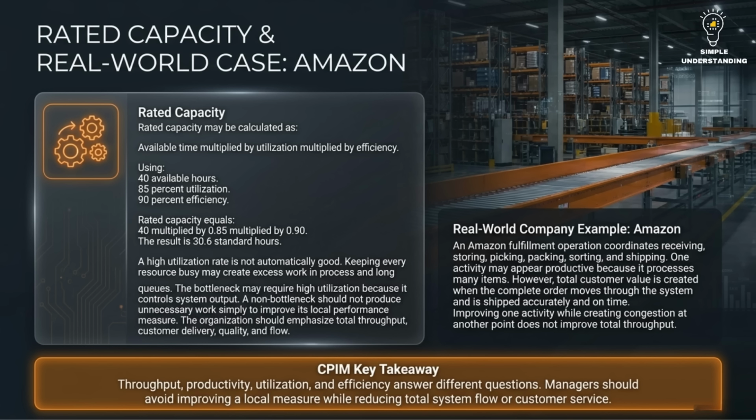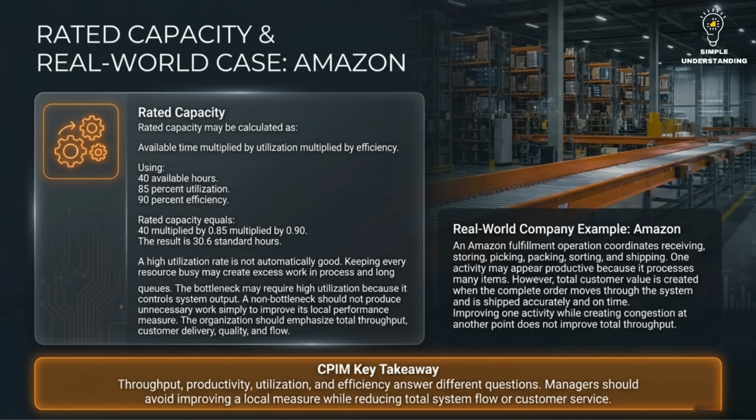Real-world company example, Amazon. An Amazon fulfillment operation coordinates receiving, storing, picking, packing, sorting, and shipping. One activity may appear productive because it processes many items. However, total customer value is created when the complete order moves through the system and is shipped accurately and on time. Improving one activity while creating congestion at another point does not improve total throughput.